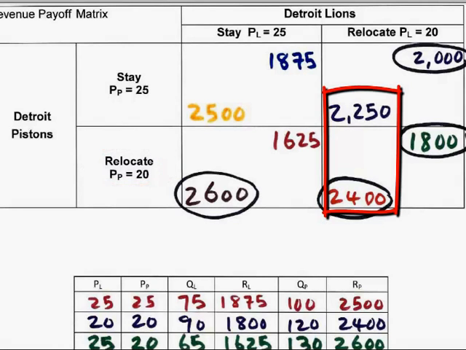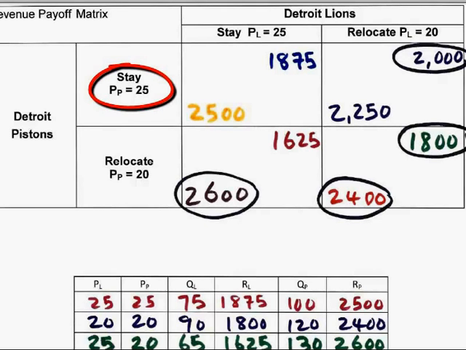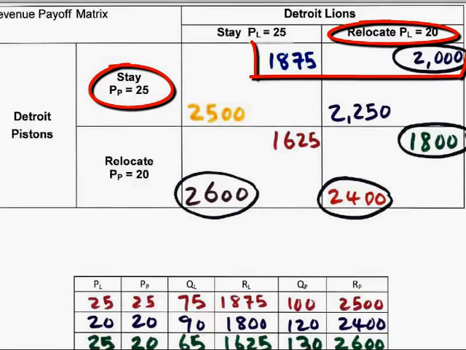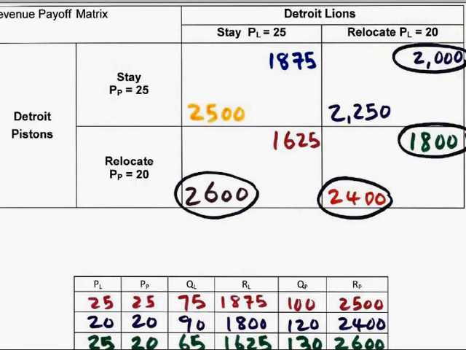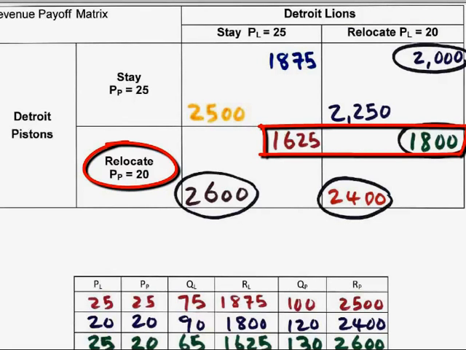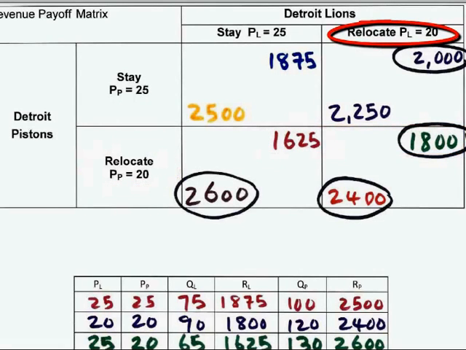Remember, this is a revenue problem, so since the goal is to maximize revenue, we might get a different outcome than if we were to maximize profit. We're going to stick with the questions that are being asked, and let's look at the Lions now to see if the Lions also have a dominant strategy. So we're going to be looking in the horizontal direction. When the Pistons charge a price of 25, the Lions should relocate because they make more revenue, 2,000, when they relocate. When the Pistons relocate, the Lions can make 1,800 or 1,625. Clearly, the 1,800 is greater than 1,625, so the Lions should also relocate.